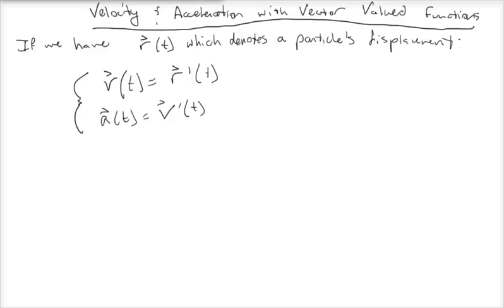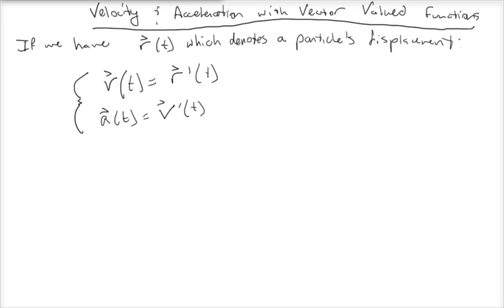Hey, so this is Joe, and this is the fourth video of Chapter 13 in Stewart's Calculus, and we're going to be talking about velocity and acceleration with vector-valued functions. So the concepts here are pretty basic. They're not going to be too different than concepts for basic mechanics like this used in single-variable calculus.